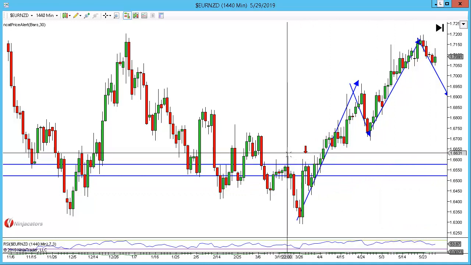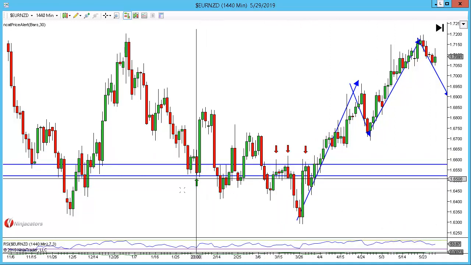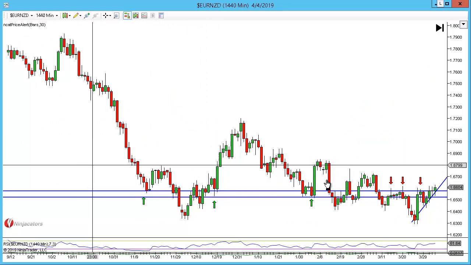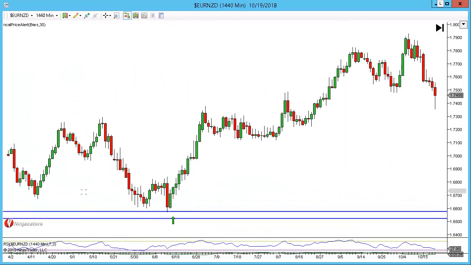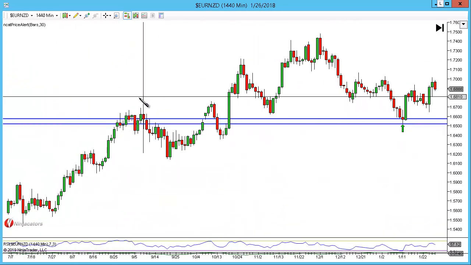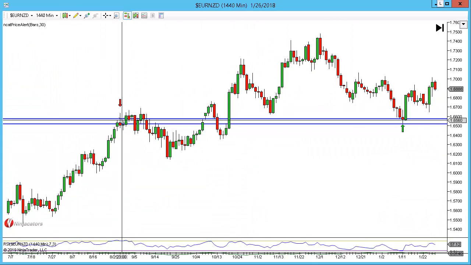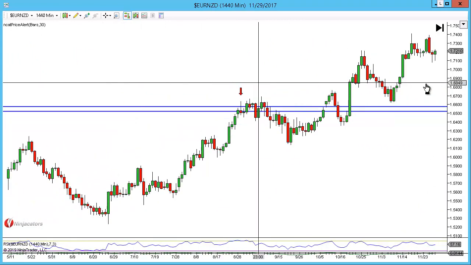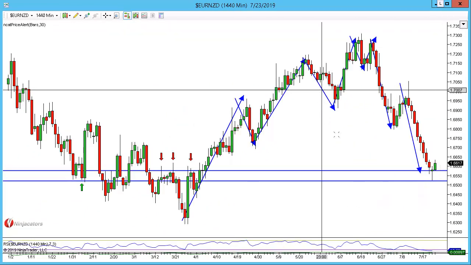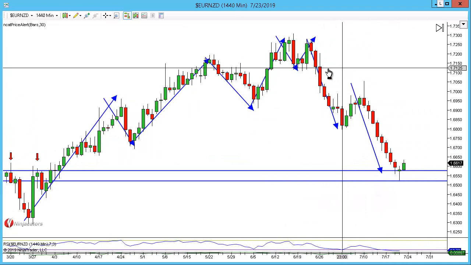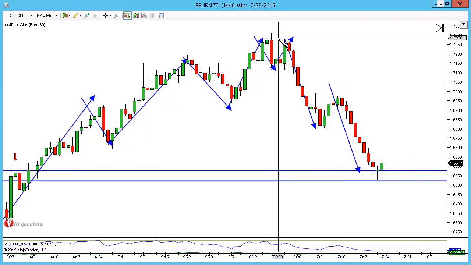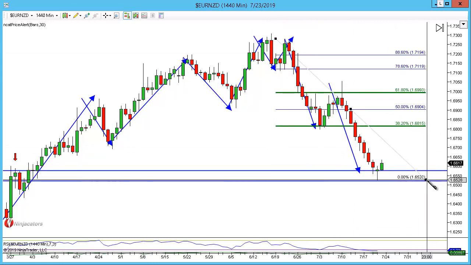So yes, 1, 2, 3, 4, small test there, 5, 6, 7, 8. This is valid here, 9, because of that wick we didn't violate. Okay, so 9 tests on the daily. RSI oversold, AB equals CD pattern, potential 3-bar reversal. So we could actually see some relief here bullishly.